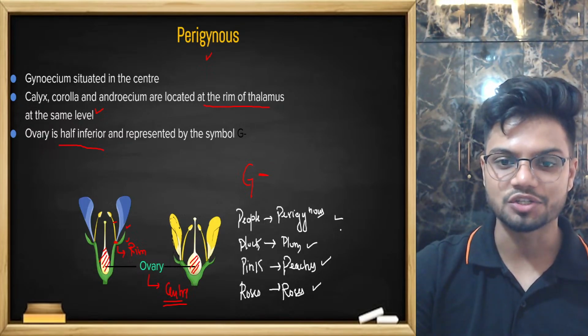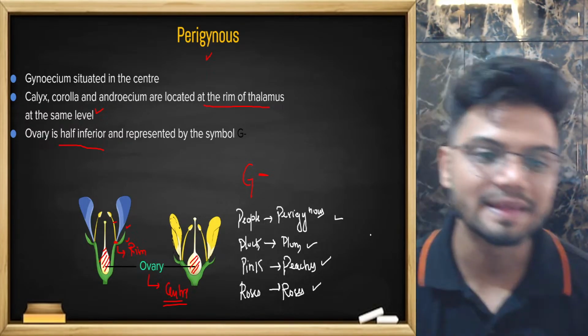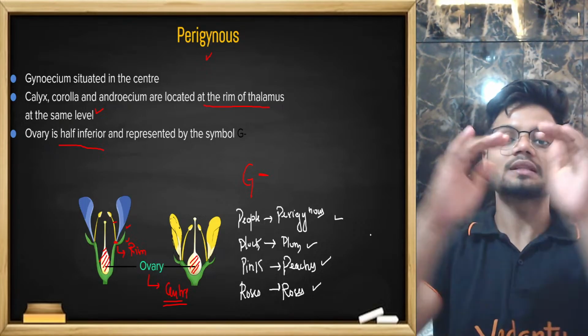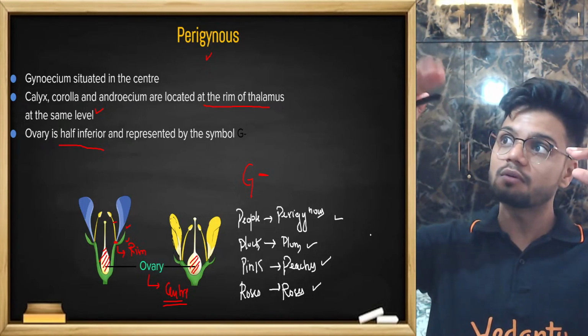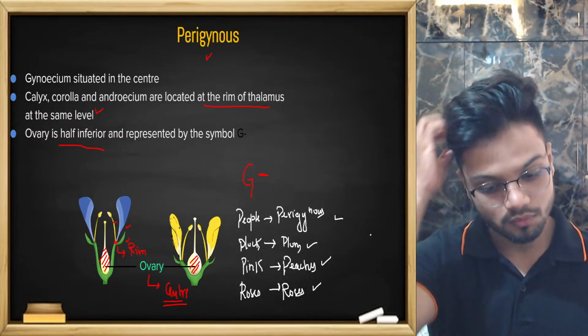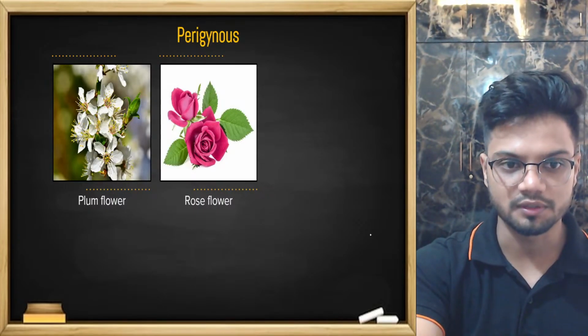Clear all of you? That is the meaning of perigynous condition, where the ovary is in the center and all the floral appendages are at the same level, arising from the rim of the thalamus. Clear? See here, plum, roses, peaches are not given here.